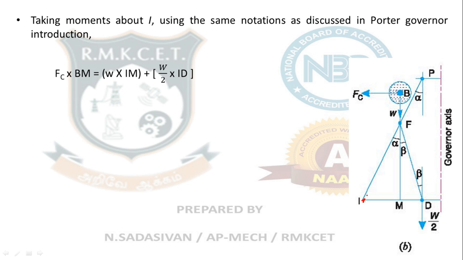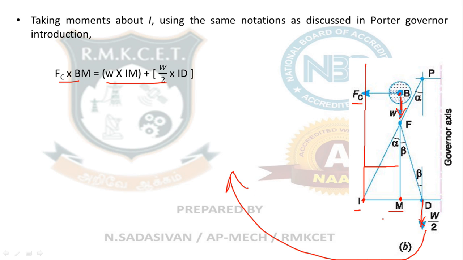So about the I center, Fc into BM equals, this is the only force having anti-clockwise rotation, equal to W into, what is the distance of W from I? This perpendicular distance is this much. That is IM for this force, the perpendicular distance. So W into IM plus this one. This will also go around in clockwise direction if you rotate about the I center. So W by 2 into ID. Clear? These are all the three forces.